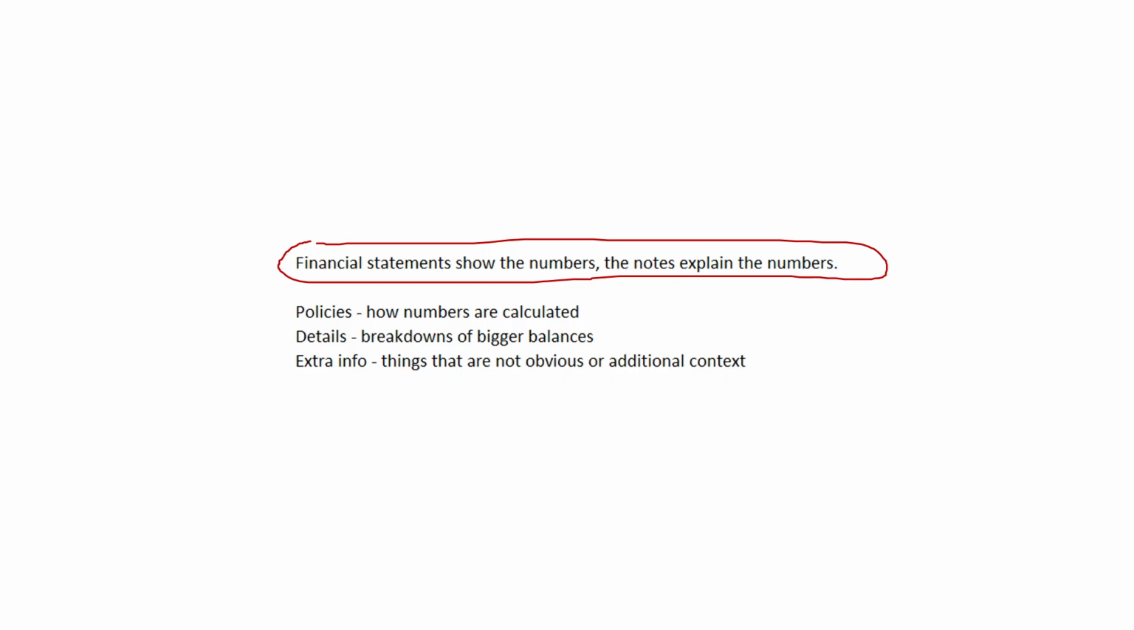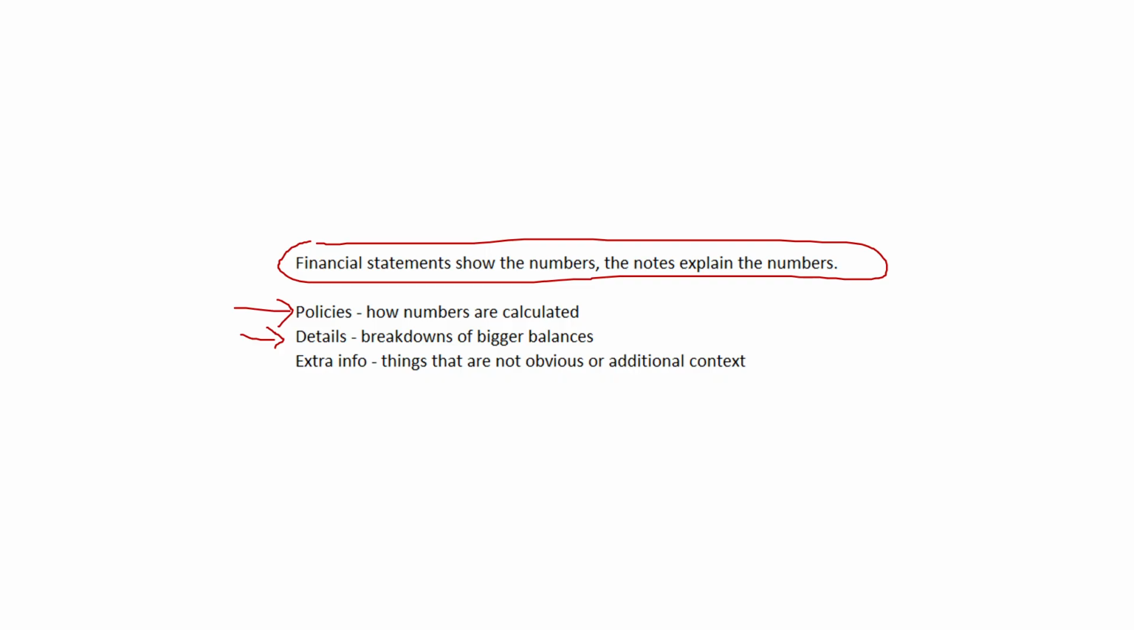So what can you expect in the notes to the financial statements? There are a lot of different things, but generally, it'll probably give you a breakdown of the policies, so the accounting practice that's used or how they calculate the numbers. It might give you some additional details on some of the bigger balances on the financial statements. Most commonly, there might be a schedule or breakdown on, let's say, cost of goods sold.